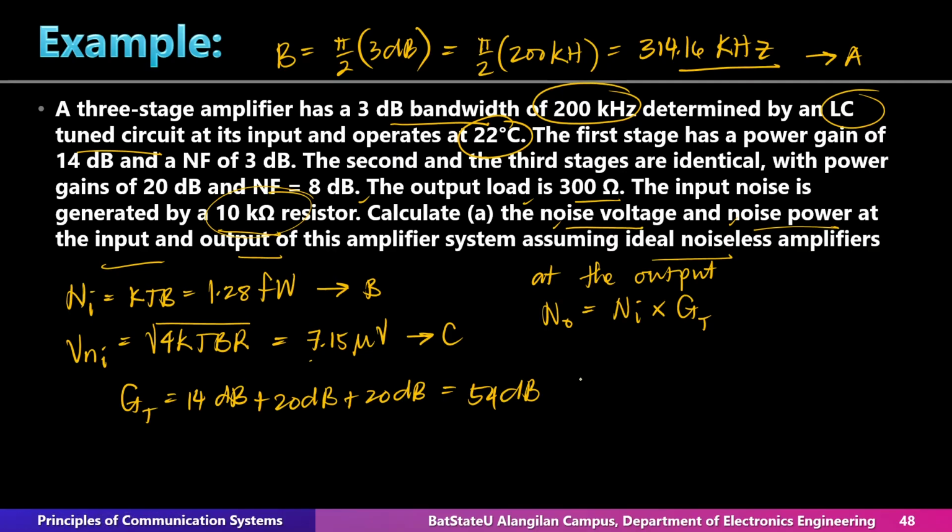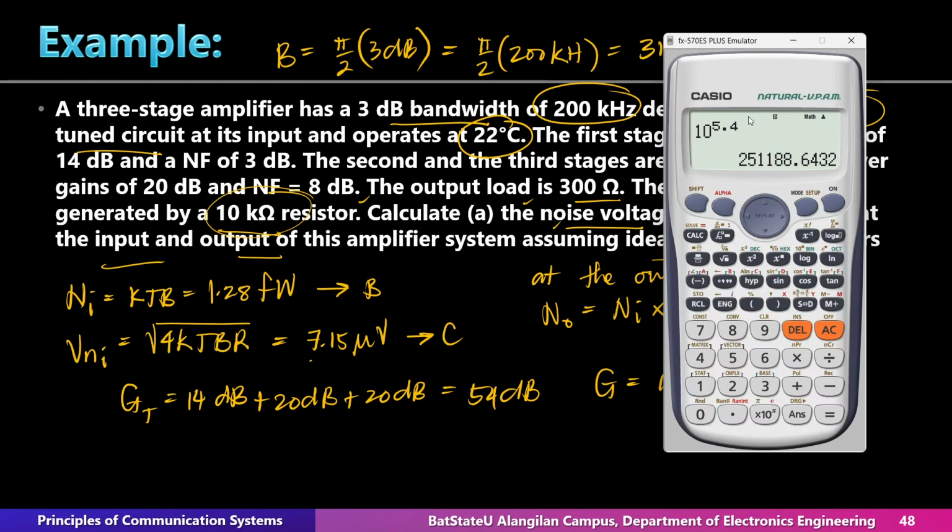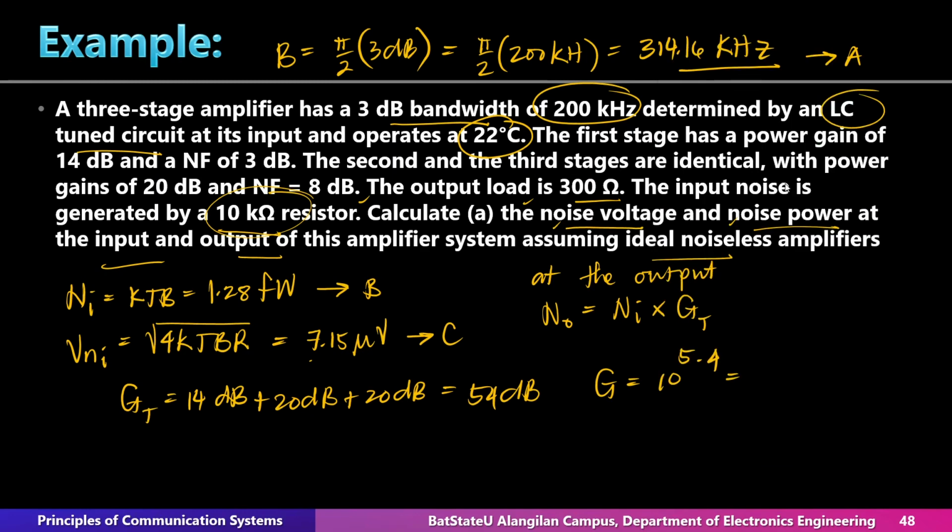So, pwede natin kunin yung power gain as a ratio. The gain as a ratio is 10 raised to 5.4. Okay? Compute natin yan. So, we have 251188.64. Para hindi tayo malito, i-save natin yan sa D. So, na-determine na natin yung gain. Anong sunod natin makukuha? Makukuha na natin ang noise power at the output.